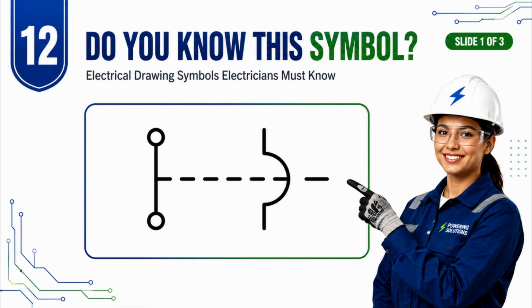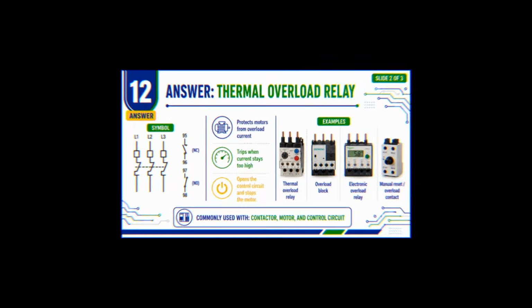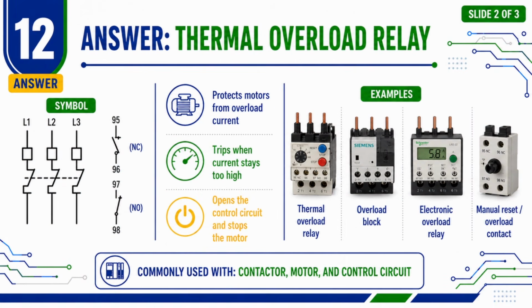Now let's look at symbol number 12. You will commonly see this symbol in motor starter and protection circuits. Do you know what it represents? This is a thermal overload relay. It protects the motor from sustained overload current. During normal operation, 95 to 96 is normally closed and 97 to 98 is normally open.